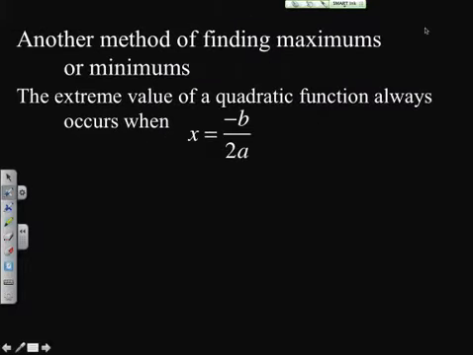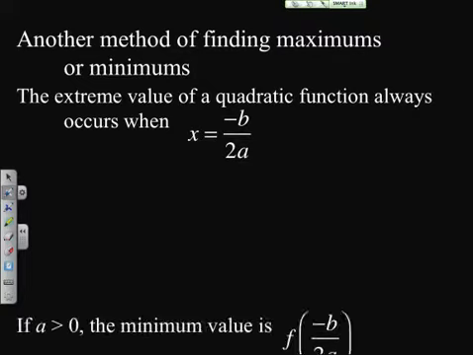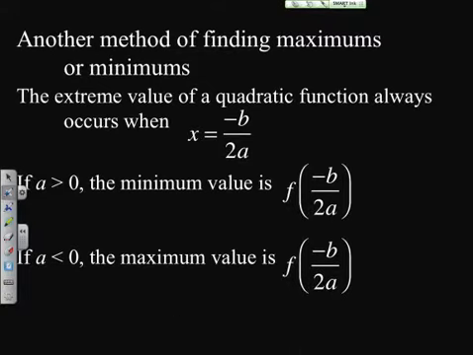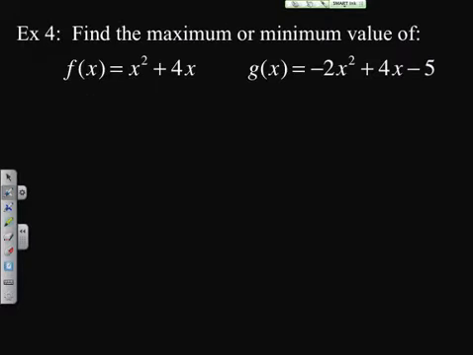So thinking back to this method, we know that the maximum or minimum occurs at this x value, and we have already talked about if a is greater than 0, the function has a minimum, and the minimum will be at f of negative b over 2a. If a is less than 0, it will be a maximum value at that same exact point. So remember, all we're really doing is finding the vertex in either of these processes. And the vertex will either be the maximum or the minimum, depending on which direction the function opens.